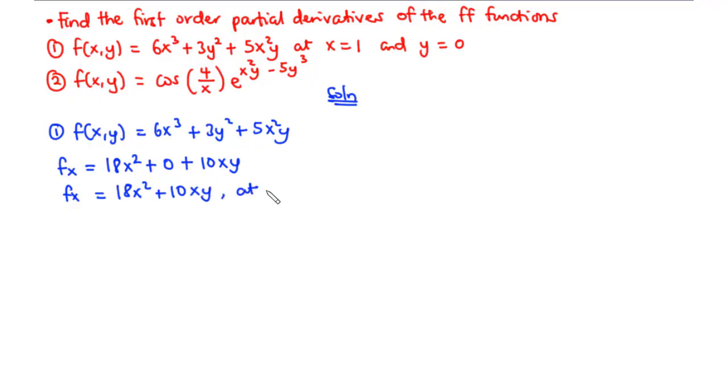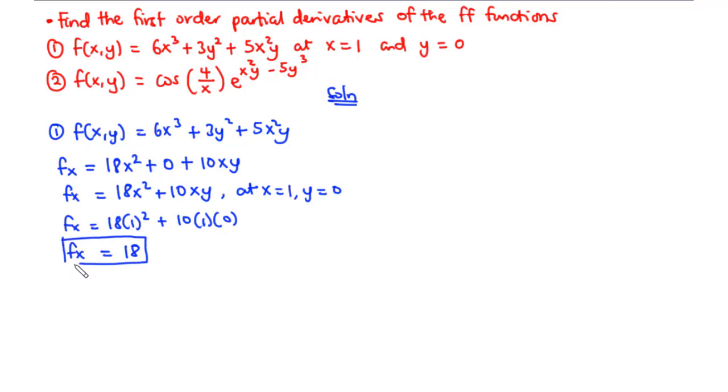So at x equals 1 and y equals 0, we have fx equal to 18 times 1 squared plus 10 times 1 times 0. So this goes to 0, and then we have fx equal to 18. So this is the value of fx at x equals 1 and y equals 0.